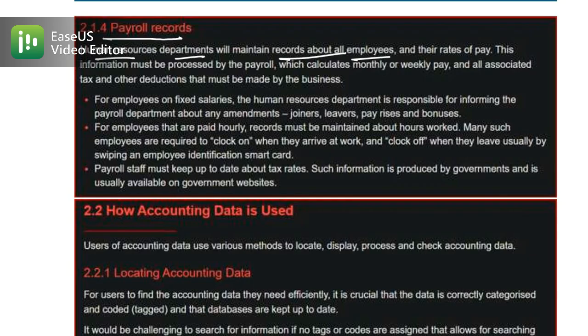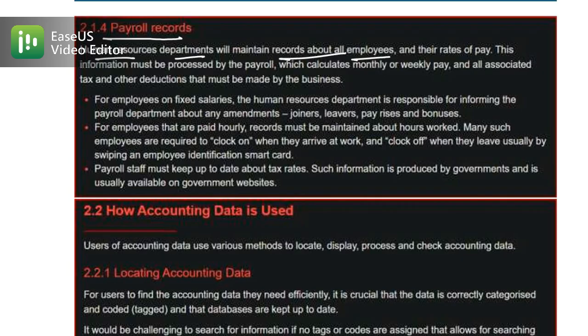HR informs payroll about any changes, like someone joining the company, leaving, getting a raise, or receiving a bonus. So when something changes, they just inform the payroll department, and after that, they update the system accordingly. Payroll then uses this data to calculate the net pay, apply tax deductions, and generate a pay slip. It is a routine cycle, but accuracy is key.